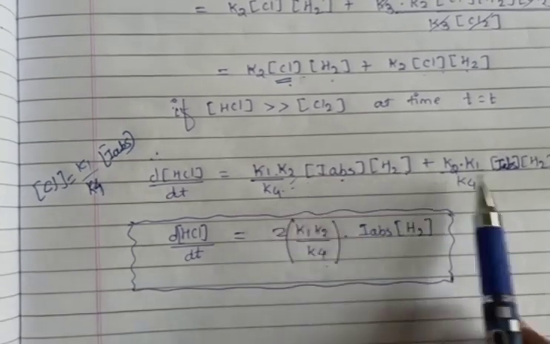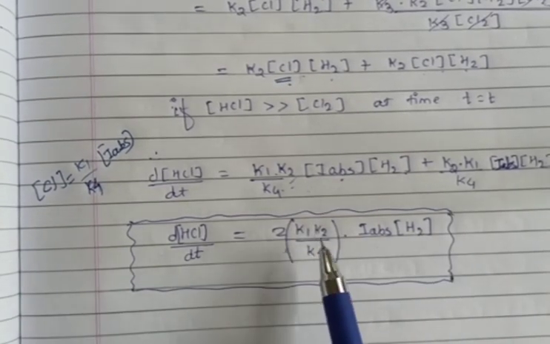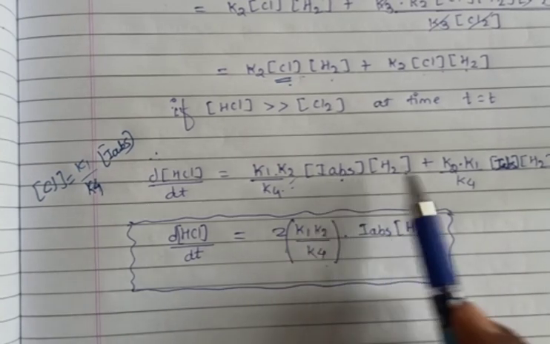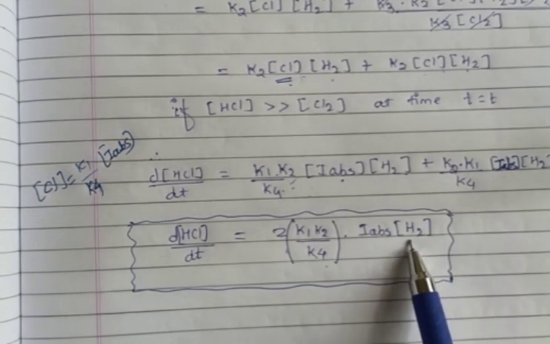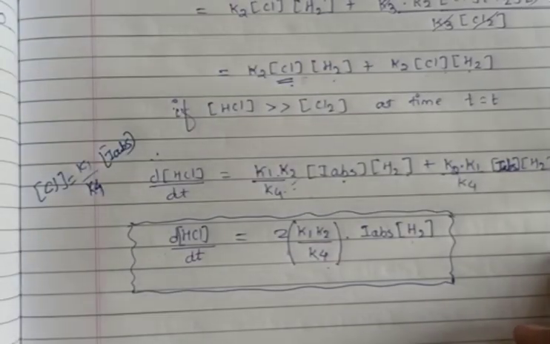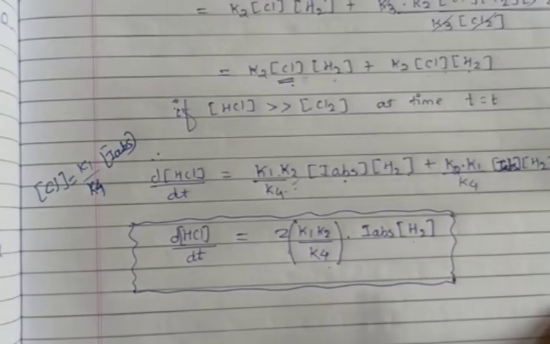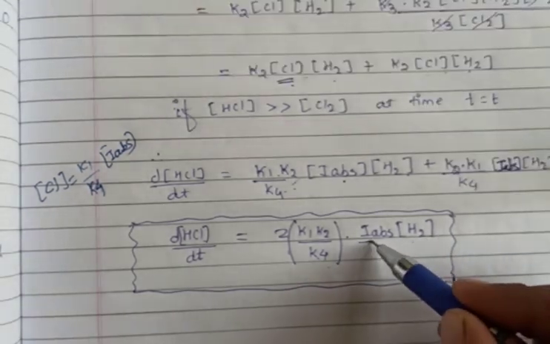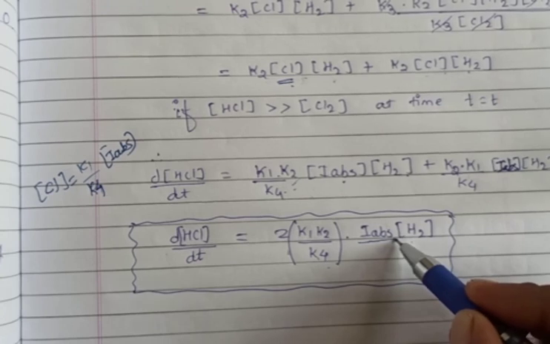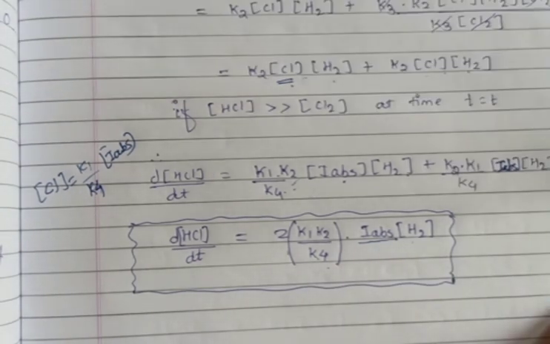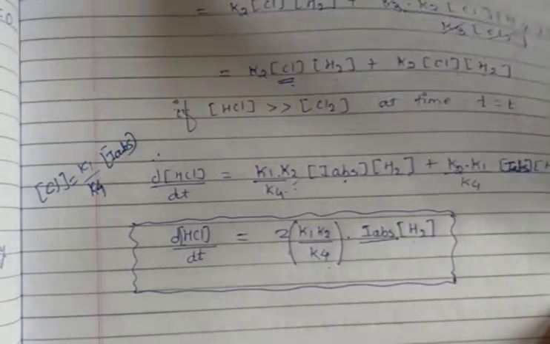Just by adding these two, we will get 2 into K1 K2 divided by K4 into I absorbed into concentration of H2. So, the light has no concentration. So, instead of the concentration bracket, you can write this term this way, I absorbed. So, this is our photochemical reaction for HCl formation.